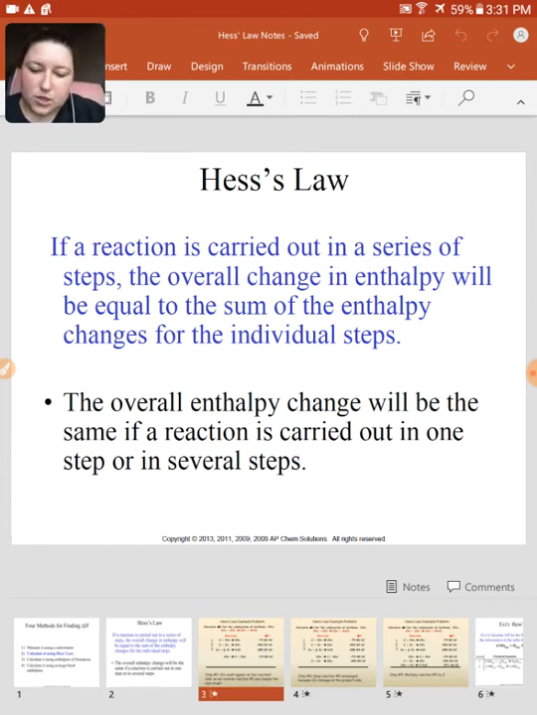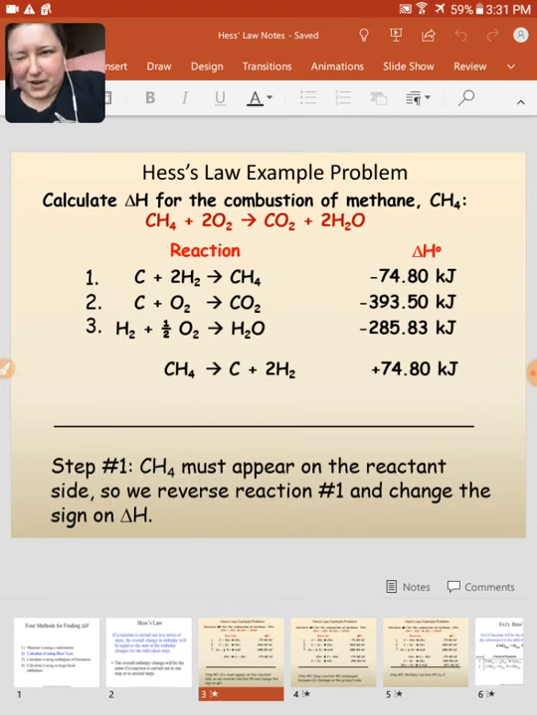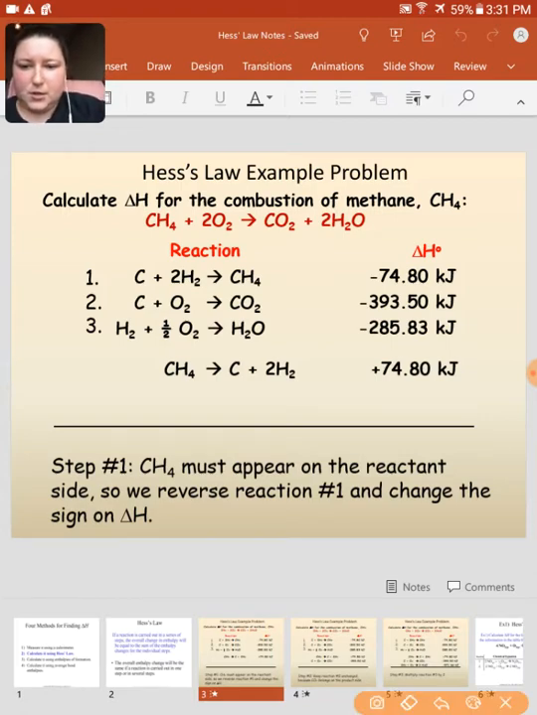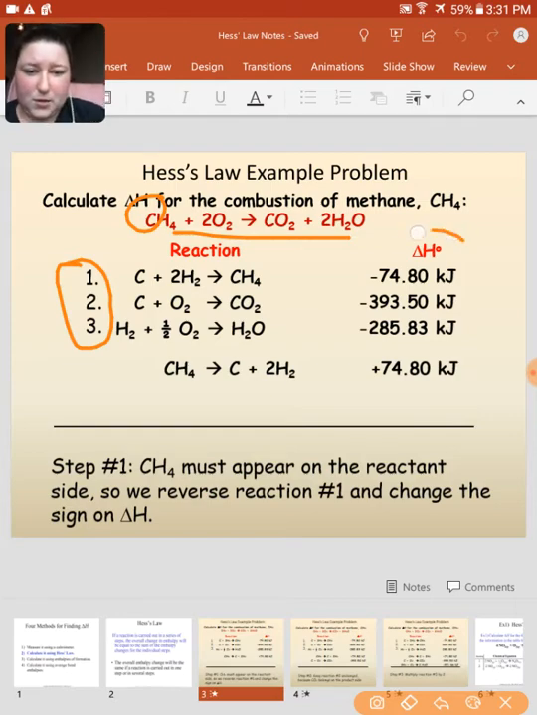So if we look at an example, sorry, I'm wobbly. If we look at an example for Hess's Law, we see it's asking us to calculate delta H for the combustion of methane, CH4. So let's see here. CH4 plus O2 yields CO2 plus H2O, and we have this set of three reactions down here with delta H's associated with them.